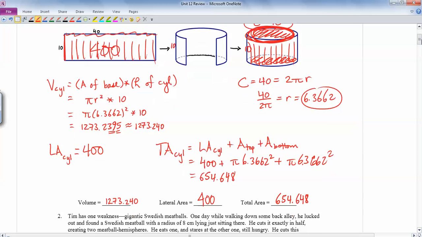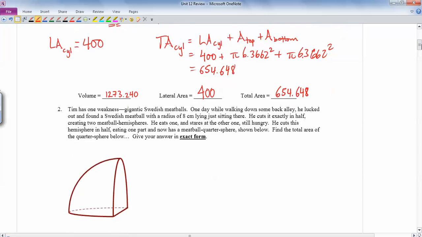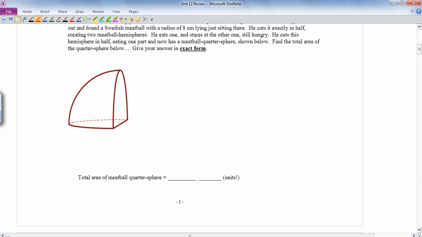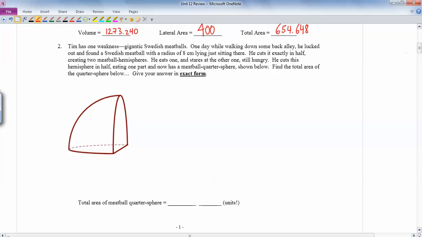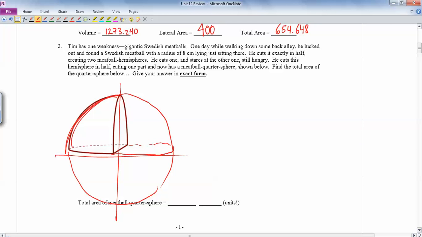Okay. So there's number 1. So let's look at 2. Number 2 is sort of a ridiculous problem. You've got a quarter of a gigantic Swedish meatball, radius 8 centimeters. And so the idea is that if you could see the whole meatball, it would look like this right there. And what's happened is somebody sliced it this way and sliced it that way, and you're just left with this quarter meatball over here.